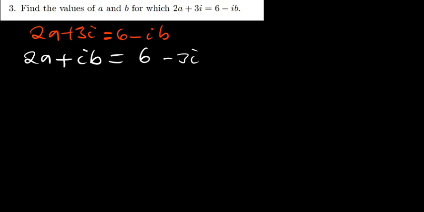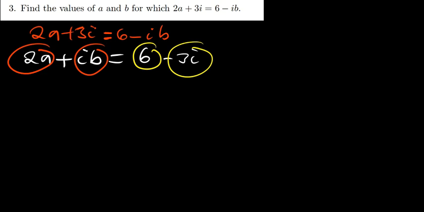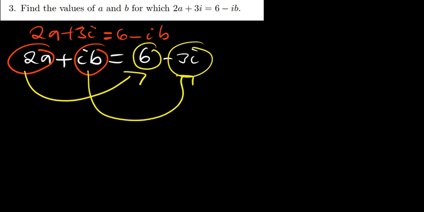What does it mean? This is the real part and this is the imaginary. At the same time, on this side, this is the real part, this is the imaginary part. So we equate the real part to each other, the imaginary part also to each other. I'll say 2a should be equal to 6. Then I solve for a. Divided by 2, divided by 2. a will be equal to 3.